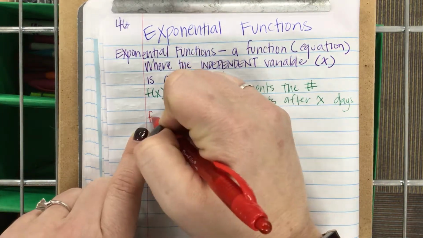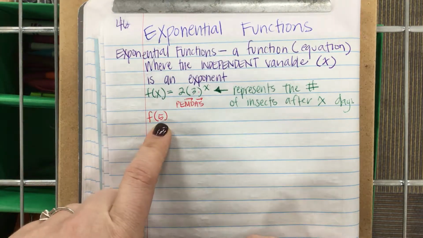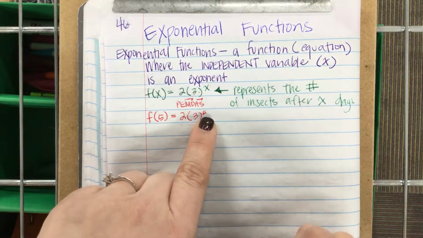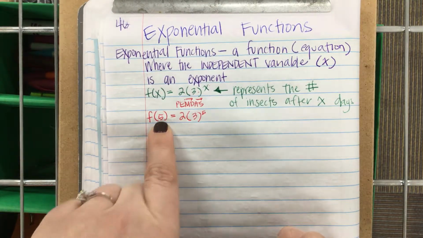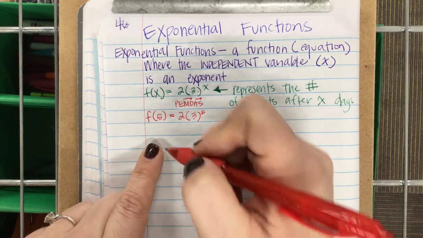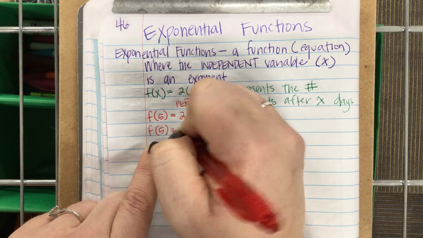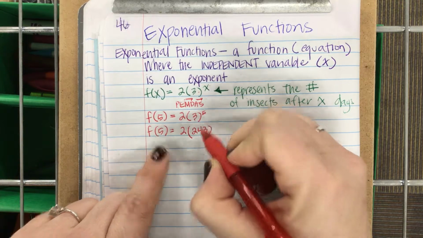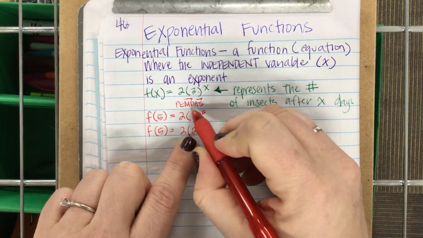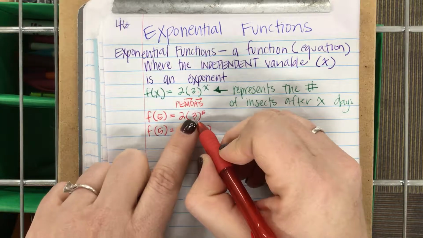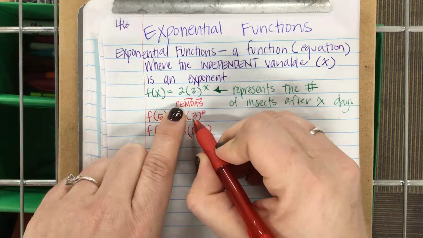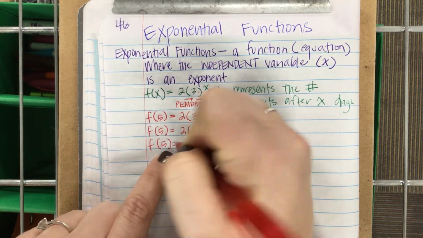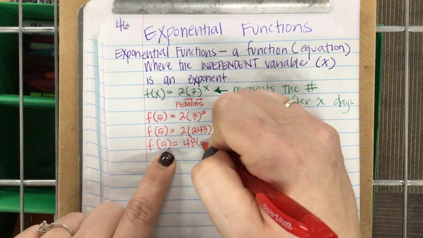So let's solve for after 5 days. My x value here is 5. So f of 5 is 2 times 243, because 3 to the 5th power is 243. Again, I do my exponent first, parentheses, there's nothing inside the parentheses to do, so I move to my exponent, 3 to the 5th power. And then lastly, I'm going to multiply. So f of 5, after 5 days, there will be 486 insects.